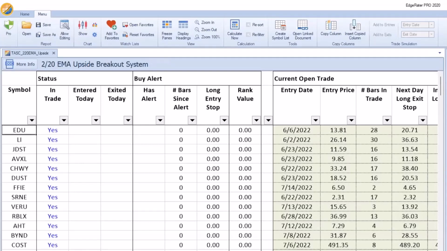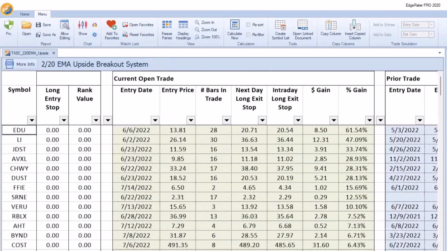And then if it's currently in a trade, it'll have information about the open trade. So the date that the trade was entered, the entry price, the number of bars currently in the trade, the stop, which is based on the 20 EMA, and the current dollar gain and current percentage gain. So you can see that the top of the list is sorted, by the way, when you first run the report, it's automatically sorted, bringing to the top of the list the stocks that are currently in a trade that have the highest percentage gain.